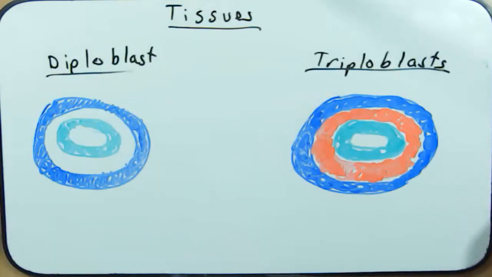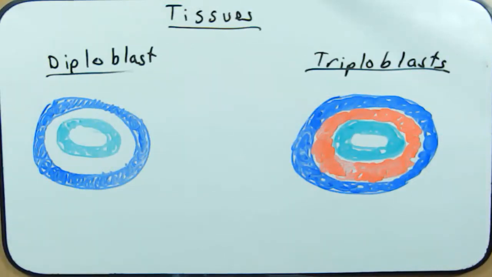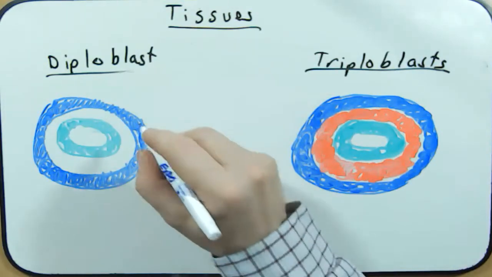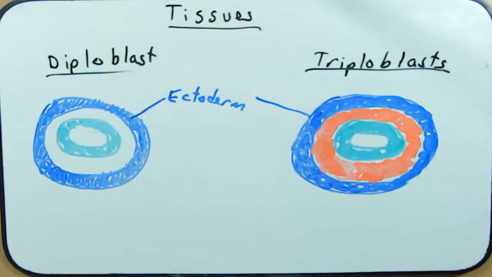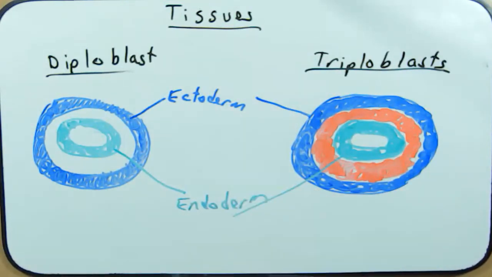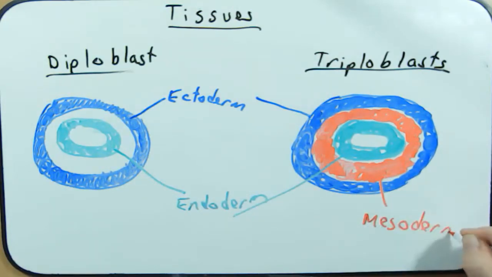All right, so let's talk about the diploblasts and triploblasts. And what we're looking at here is a cross-section through that early embryo showing the different tissue layers. And let me identify what the different tissue layers are. The blue here represents the ectoderm. The green represents the endoderm. And the red in the triploblasts, this represents the mesoderm. We'll talk about each of these three layers in just a moment.